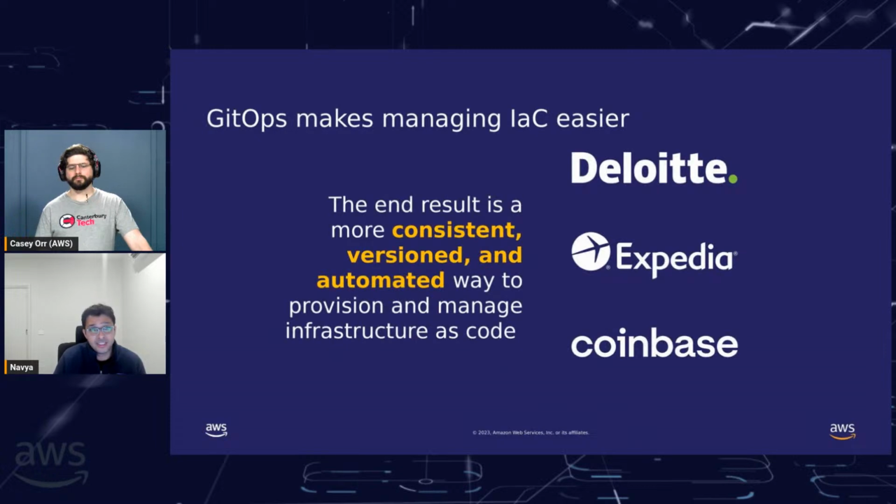Cool. As I was saying, a lot of companies are utilizing GitOps, and basically the end result is a more consistent version and an automated way of provisioning. Some big names would be Deloitte, Expedia, and Coinbase, who have incorporated GitOps and have publicly spoken about the great benefits they've received in terms of consistency and automation.